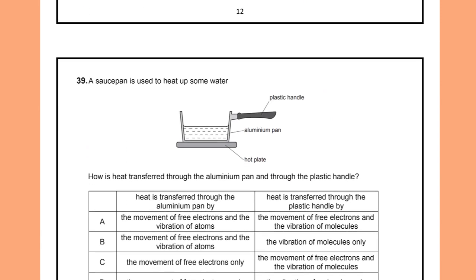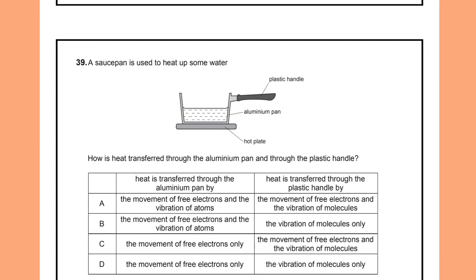A saucepan is used to heat up some water. How is heat energy transferred through the aluminum pan and through the plastic handle? So the aluminum pan, because it's a metal, it would be movement of free electrons as well as the vibration of atoms. But we know that what's in majority, what's actually the more dominant method of heat transfer would be free electron movement. And for plastic, because it's a non-metal, it would be vibration of molecules only. So it was this and this, but it can't be free electron movement for the plastic. So it must be just B.